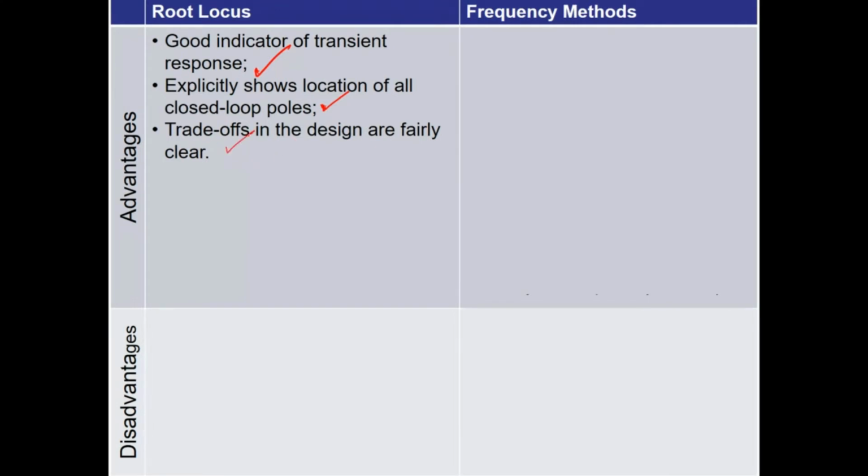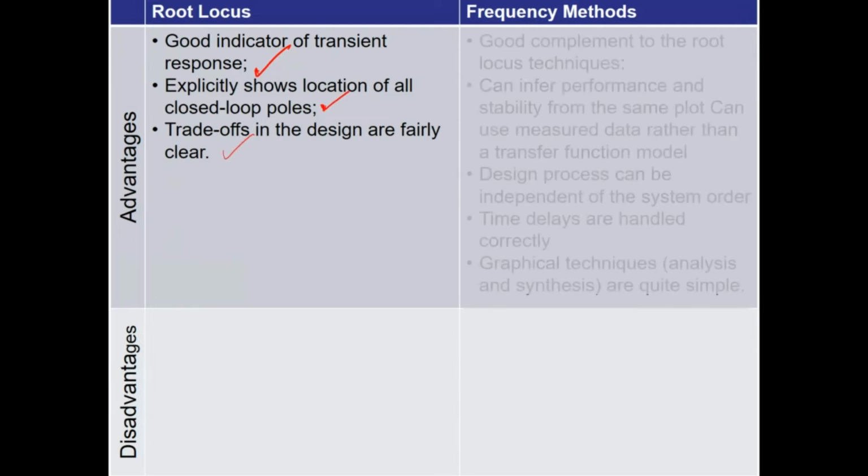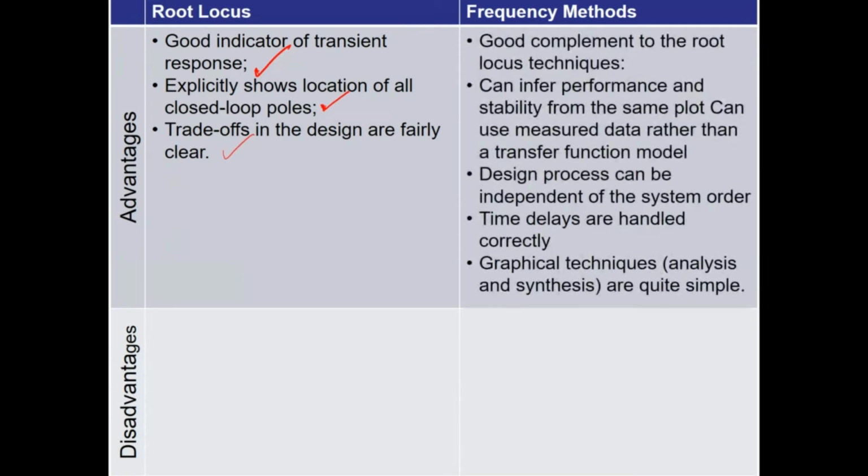And then you can see pretty easily trade-offs in the design as you add poles and zeros, as you change the design of the controller. You could figure out what the locus is doing and how that's going to affect the behavior of the system. So those are some good advantages on the root locus side.